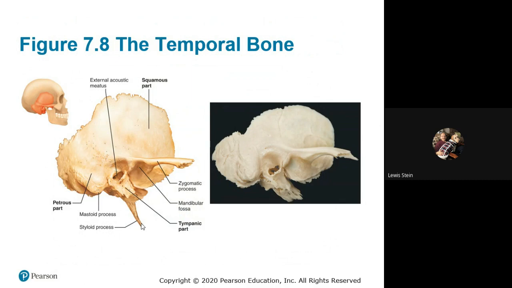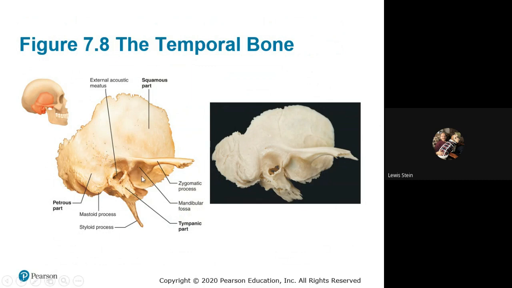The styloid process you can't feel, but there's a muscle. When you move your neck this way, this muscle is called the sternocleidomastoid, because it comes from the sternum, the clavicle, and it inserts into that mastoid process. It kind of surrounds and envelops that styloid process. So that sharp point of bone, you can't feel, it's covered in muscle.